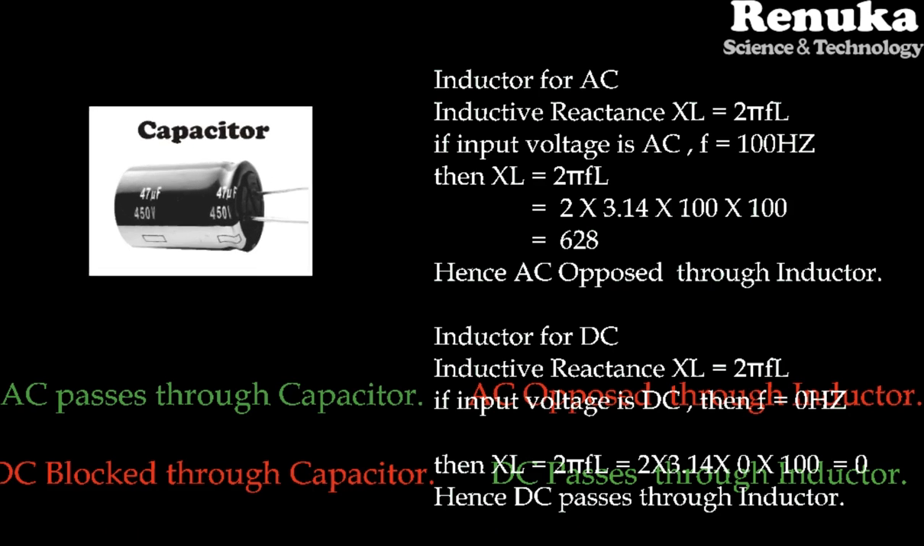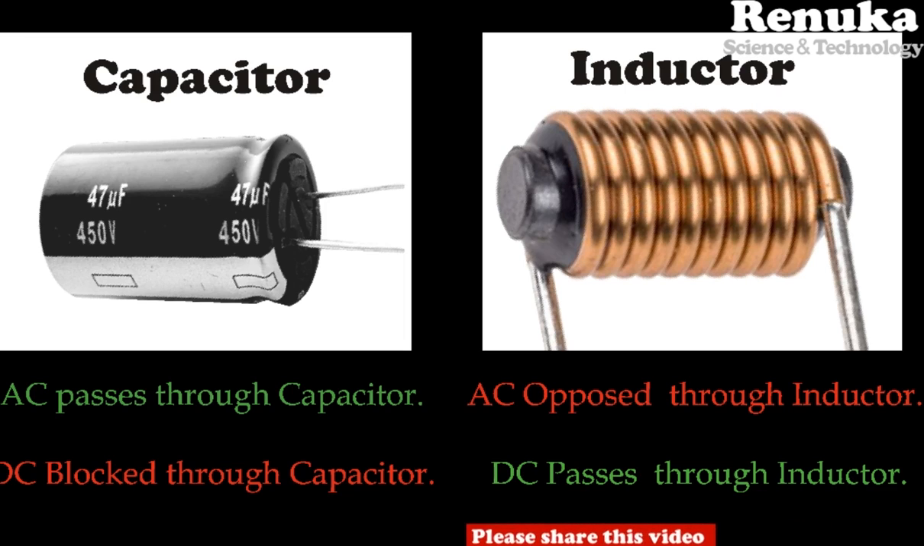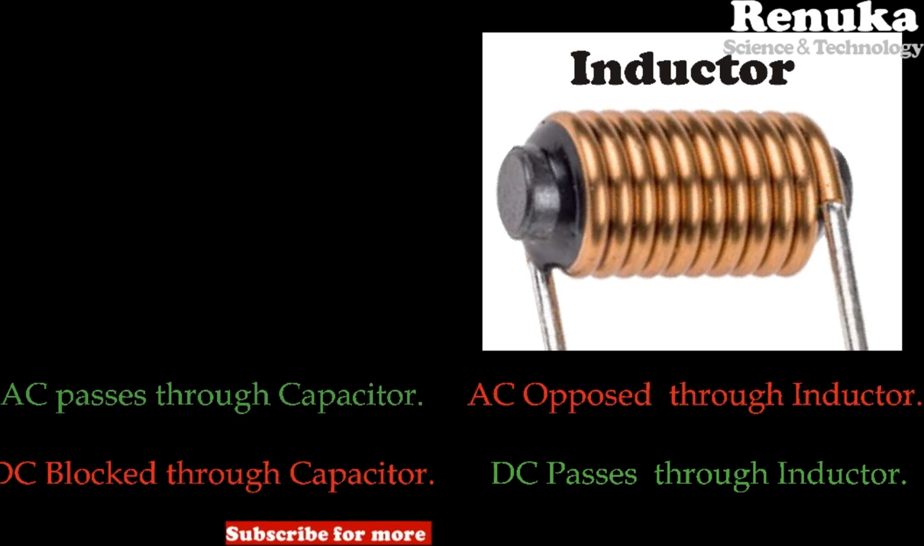So if you compare these two components, their properties for AC and DC are complementary to each other. So using these properties, we can construct the filter circuits. Now back to the filter circuits. There are 5 types of filters that can be constructed using the combination of these two components.